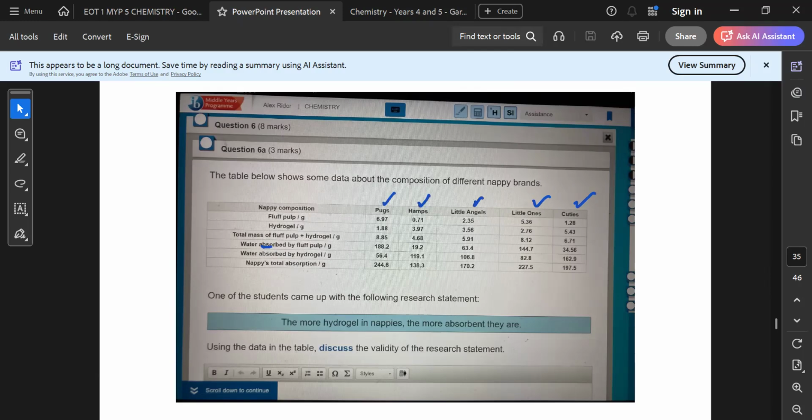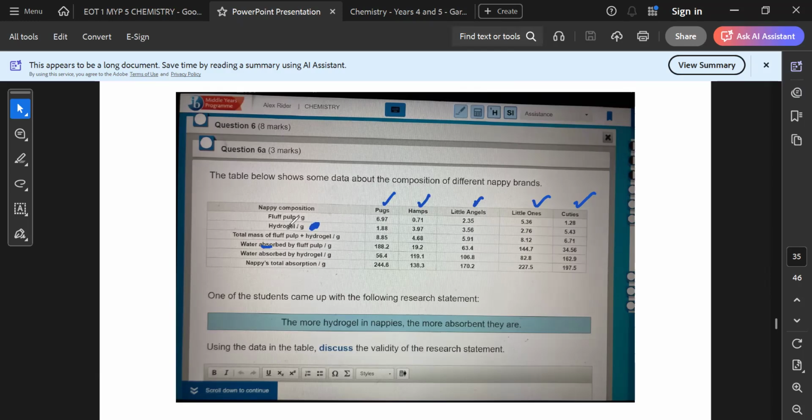Now, one of the students came up with the following research statement: the more hydrogel in nappies, the more absorbent they are. Is that true or is that false? With the more hydrogel in nappies, now you can look for the word hydrogel. Hydrogel is right here.